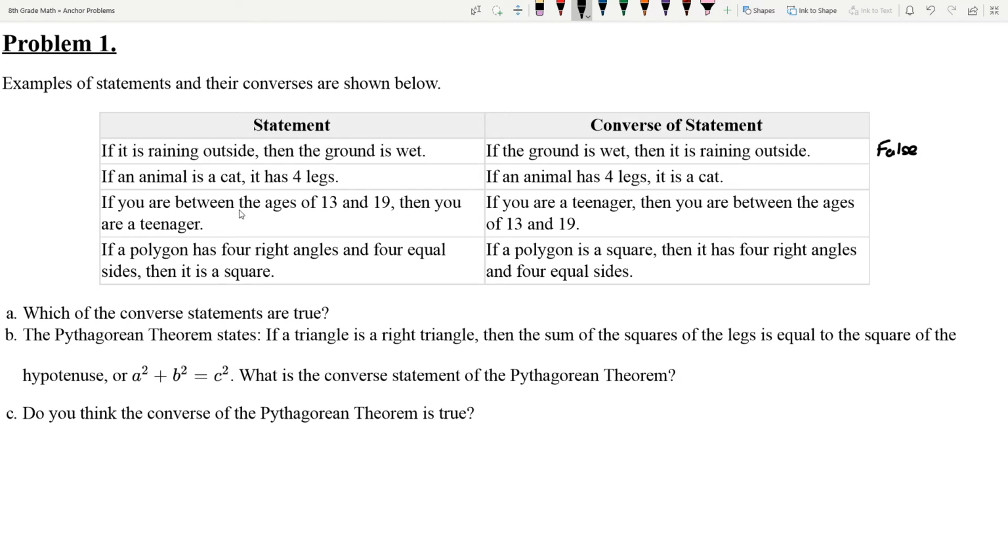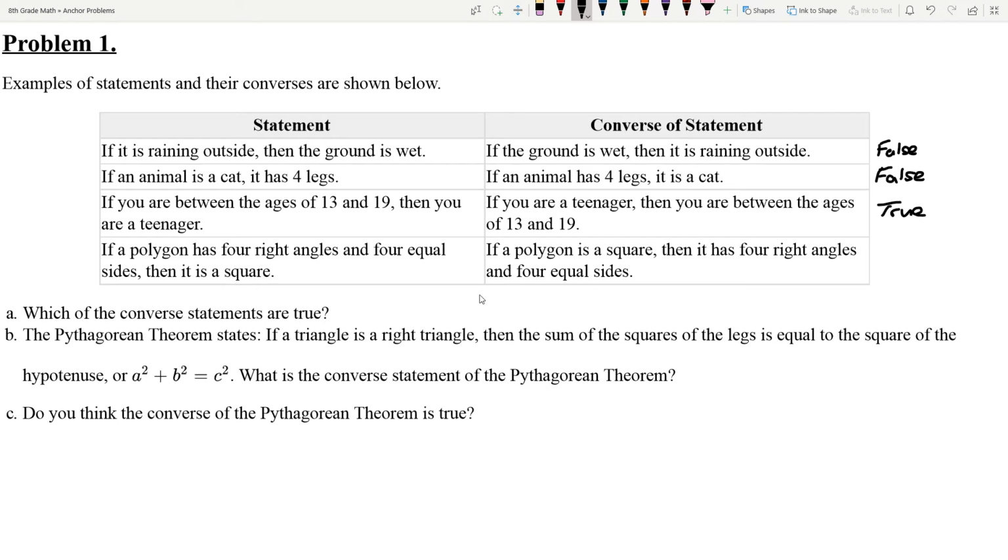If an animal is a cat, it has 4 legs. Hopefully. The converse, if an animal has 4 legs, then it's a cat. I think my dog would disagree. Well, I don't have a dog, but my parents' dog would disagree. So false. If you are between the ages of 13 and 19, then you are a teenager. Fair enough. If you're a teenager, then you are between the ages of 13 and 19. That sounds fair. That is true.